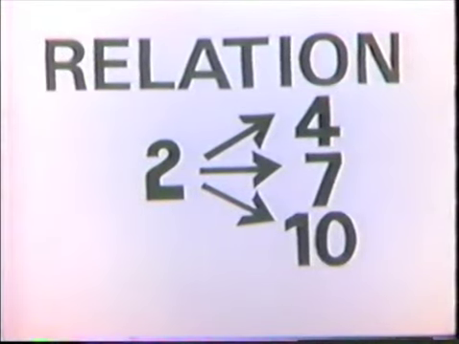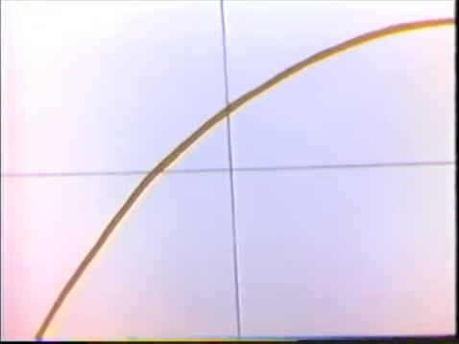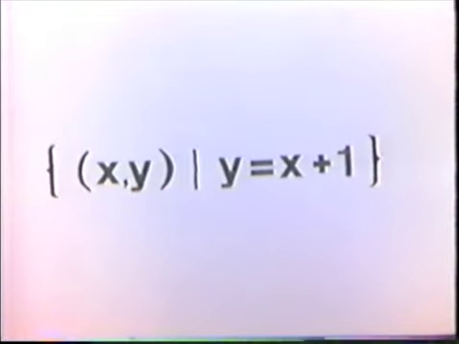A function is a special kind of relation. While some relations will allow one element of the domain to be paired with more than one element of the range, a function will allow one element of the domain to be paired with one and only one element of the range. As is the case with other relations, functions may be shown in roster, graph, or set notation.